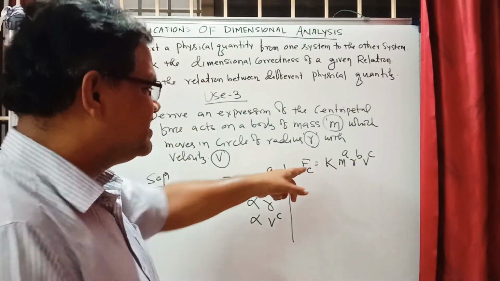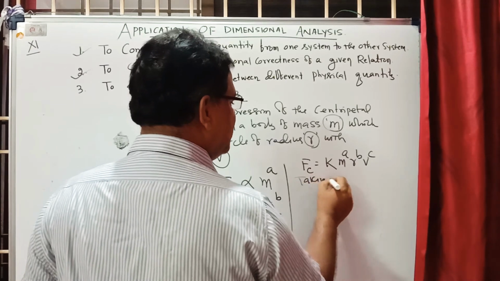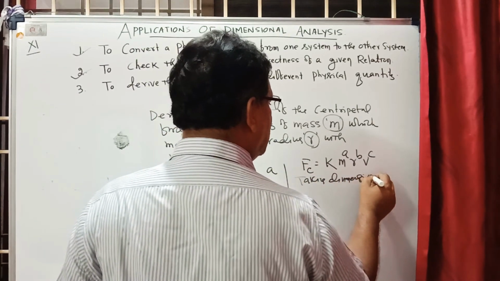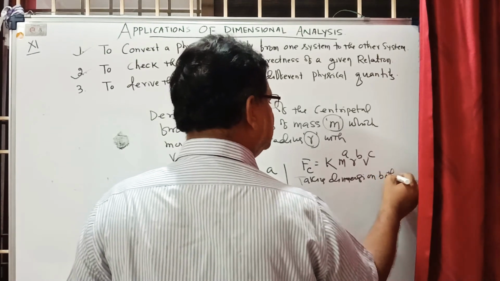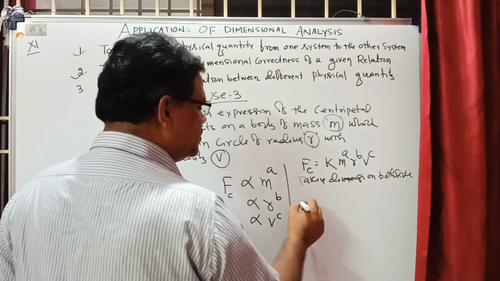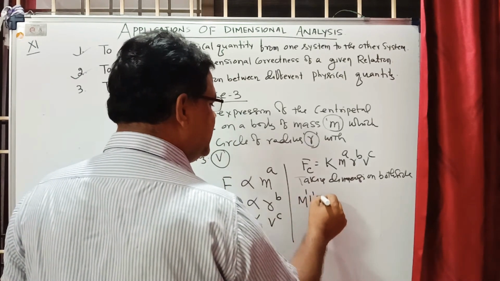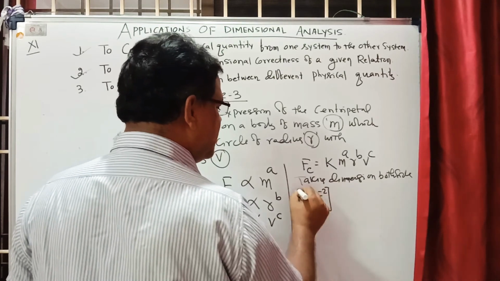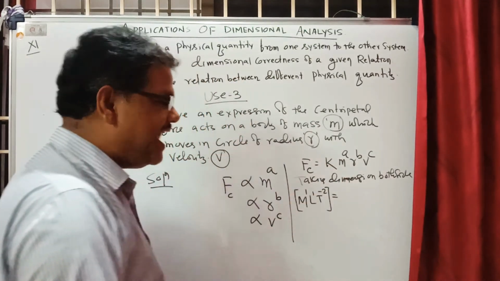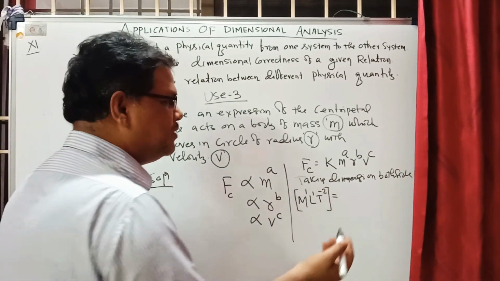So what is the dimensional formula? Taking dimensions on both sides. You know the dimensional formula of force is M1 L1 T minus 2. And this is equal to, what is the dimensional formula of K? The dimensional formula of K is M0 L0 T0. It's not necessary to write it.